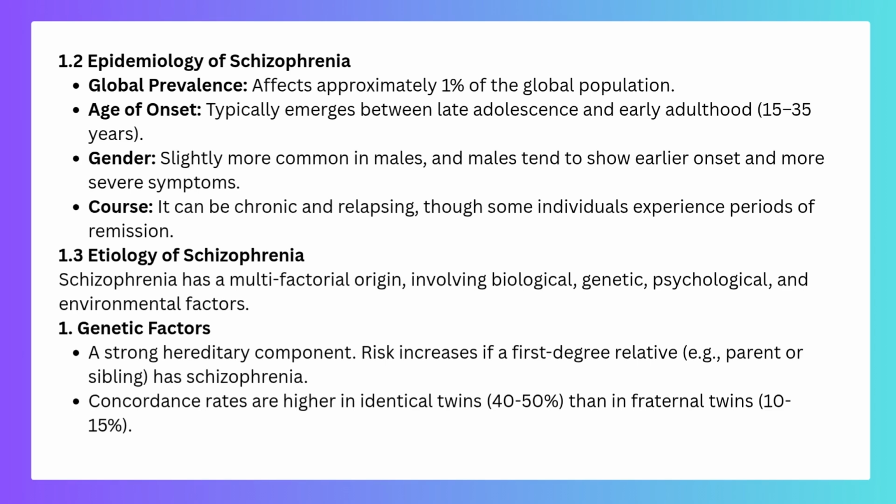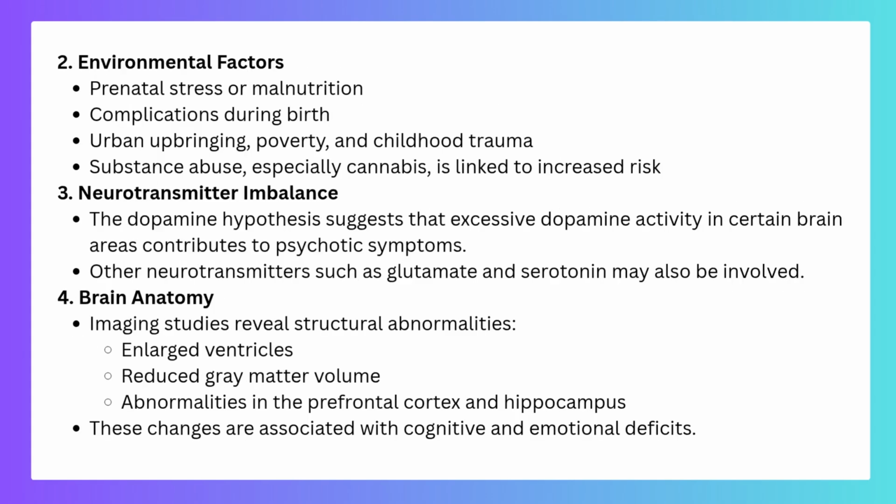1. Genetic factors. A strong hereditary component. Risk increases if a first-degree relative, e.g., parent or sibling, has schizophrenia. Concordance rates are higher in identical twins, 40 to 50%, than in fraternal twins, 10 to 15%. 2. Environmental factors. Prenatal stress or malnutrition. Complications during birth. Urban upbringing, poverty, and childhood trauma. Substance abuse, especially cannabis, is linked to increased risk.